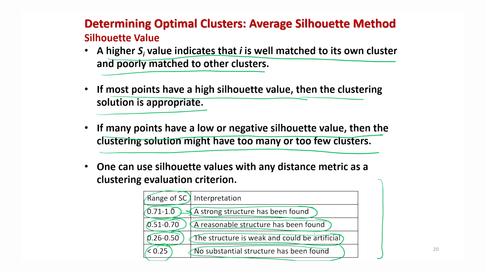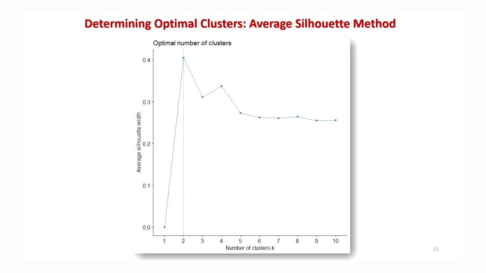So based on the value of Si, this is how you can take a correct decision or a correct interpretation. You can see that in this type of graphic, you can easily find out the value of k. For example, these are the average silhouette widths on the y-axis, and here is the number of clusters k. Wherever there is a change here, this possibly can be the optimum number of clusters to be found.